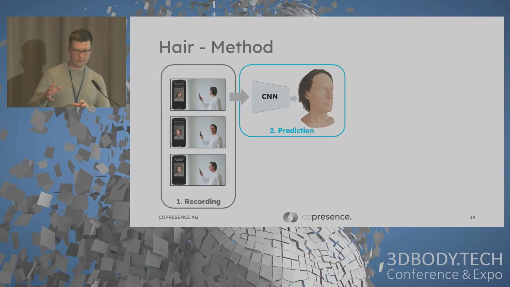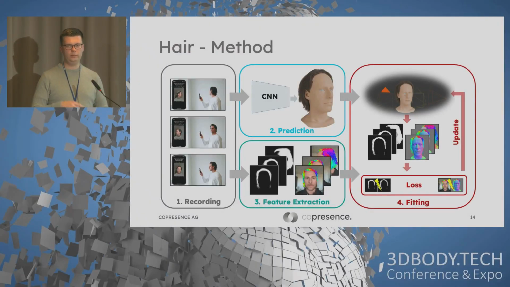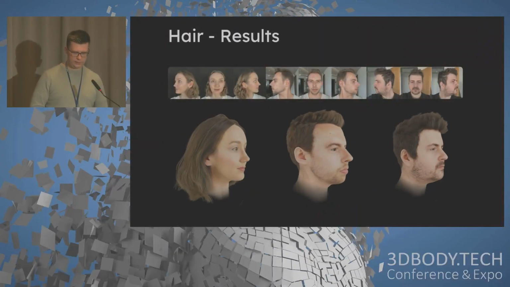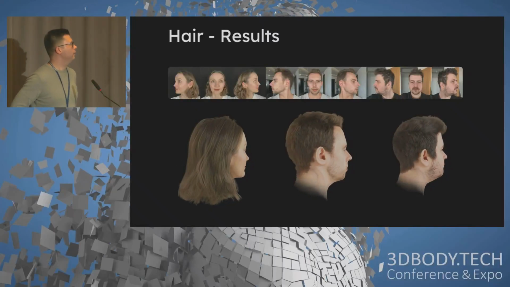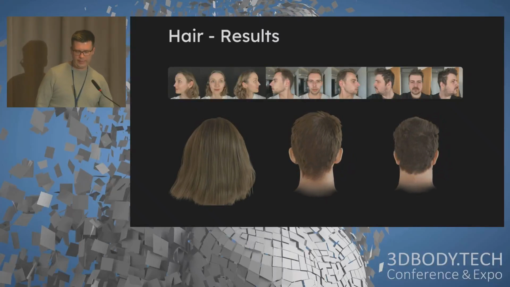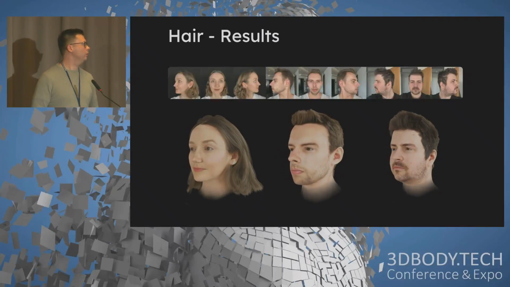We added another step. We first extract certain features. We then use both of these, and we run an iterative optimization. This way you get a more personalized hairstyle that's closer to the hairstyle of the person that's scanned. These are some of the results, in the CG avatar with the hair strands and everything applied. And I'm pretty happy with how the hairstyles came out here.